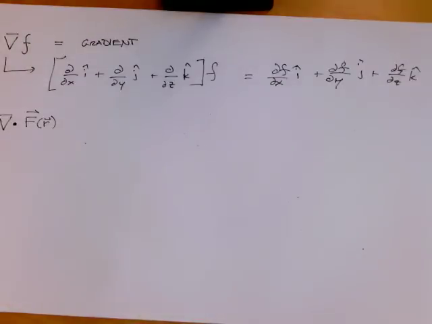Okay, well, one example of a vector field could be, for example, the velocity field in a river, right? At each point in the river, the water has a different velocity. So you actually need a vector at each point in space to talk about how the water's moving.